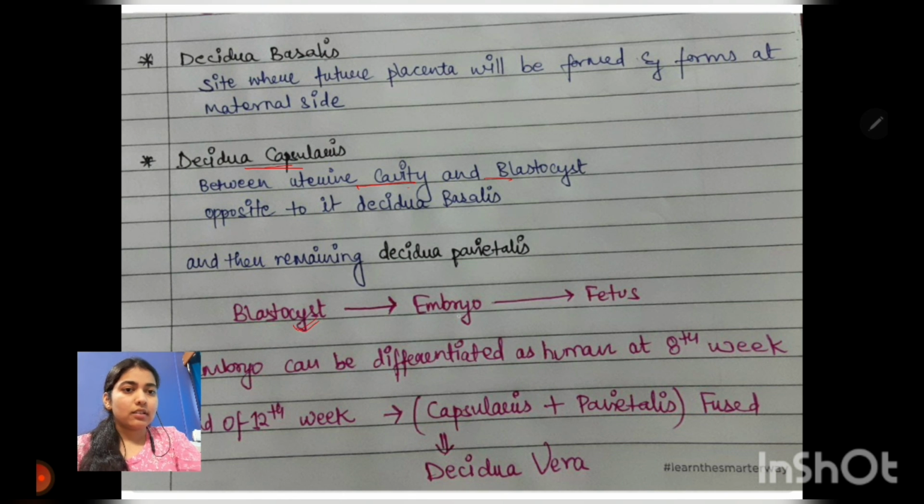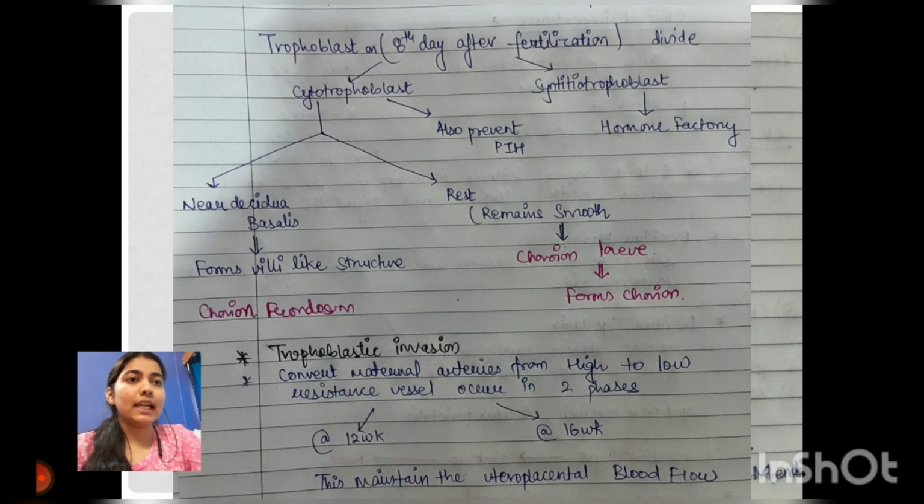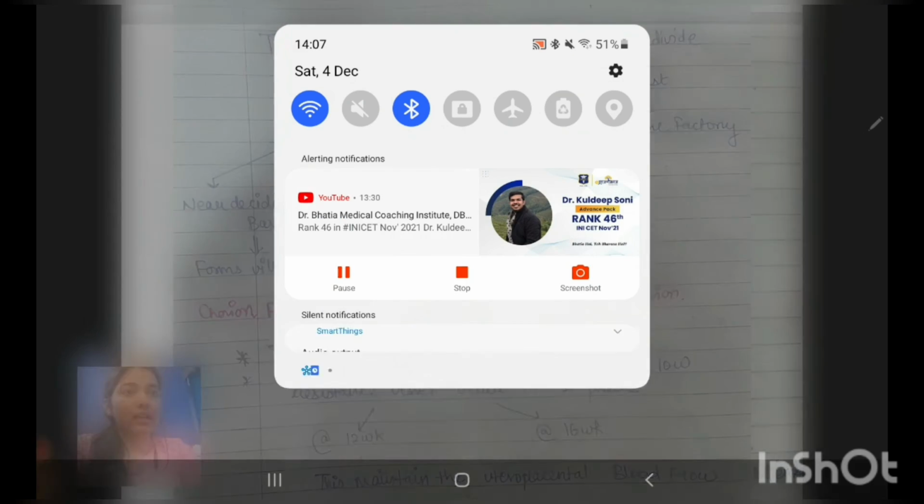Blastocyst gives rise to the embryo, which gives rise to the fetus. The embryo can be differentiated as a human embryo at the 8th week, and at the end of the 12th week the capsularis and the parietalis layers fuse to form decidua vera. Now trophoblast on the 8th day after fertilization divides into cytotrophoblast and syncytiotrophoblast.